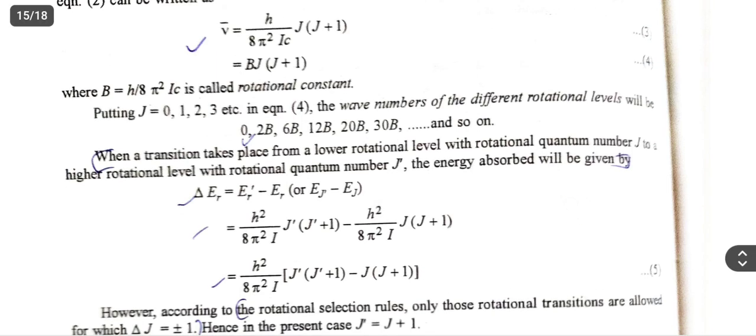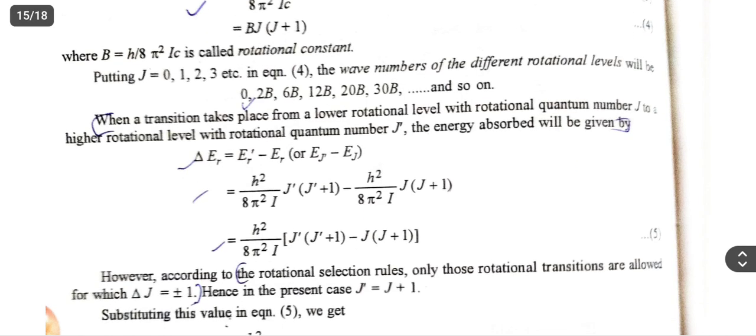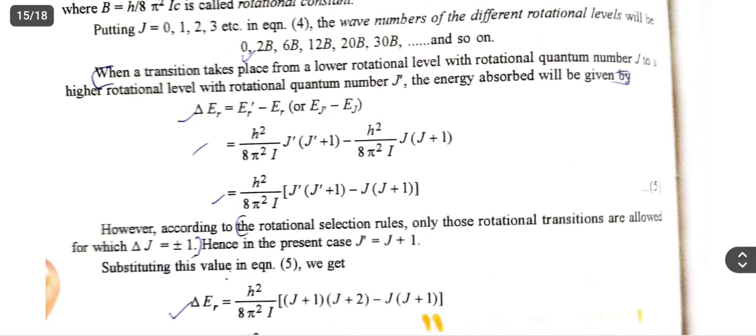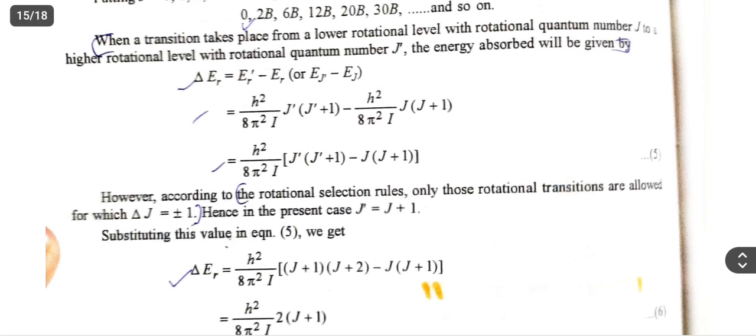In equation 4, the wave number of different rotational levels will be 0, 2B, 6B, 12B, 20B, and so on. When a transition takes place from a lower energy level with rotational quantum number J to a higher rotational level with quantum number J', the energy given is ΔE_R = E_R' − E_R = h²/8π²I [J'(J'+1) − J(J+1)].